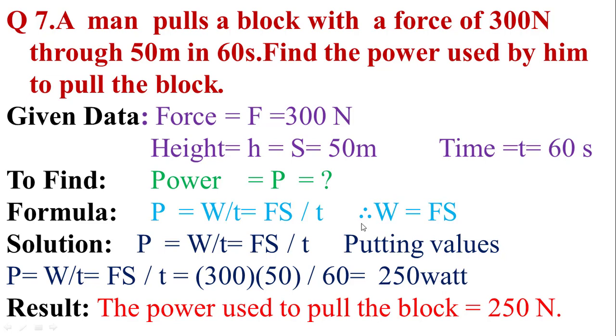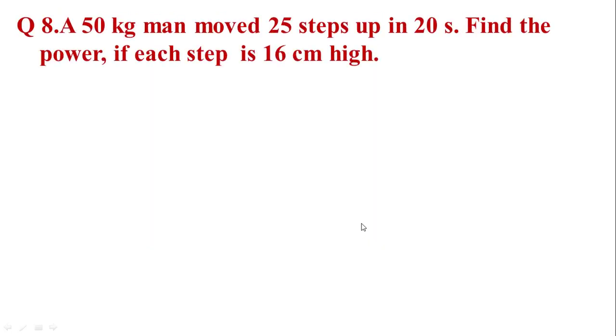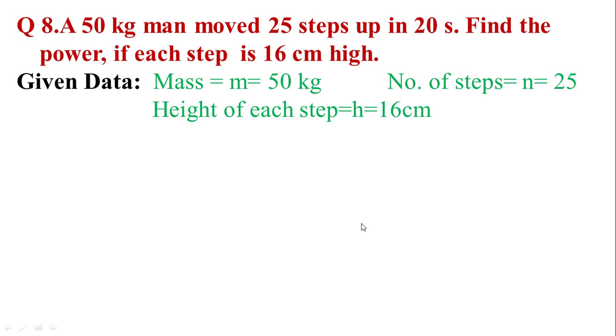Question number 8. A 50 kilogram man moved 25 steps in 20 seconds. Find the power if each step is 16 centimeter high. Now write the given data. Given that mass of man m is equal to 50 kg. Number of steps, denoted by small n, is equal to 25. Height of each step is 16 centimeter.